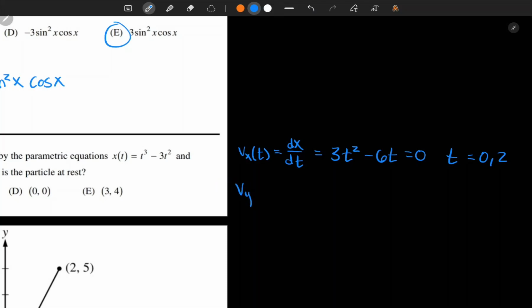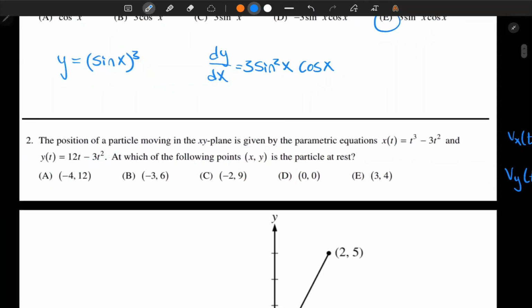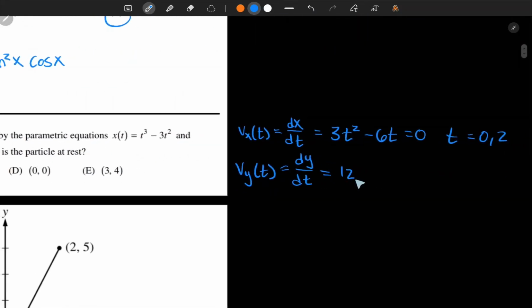Similarly, looking at the velocity in the y direction, v y of t, this is equal to the time derivative of y of t. And looking at y of t, the derivative is 12 minus 6t. And we want this to be 0. The only solution to this equation is t is equal to 2. So we see immediately that there's a single shared solution to these two equations. So the time at which both velocities vanish is t is equal to 2.